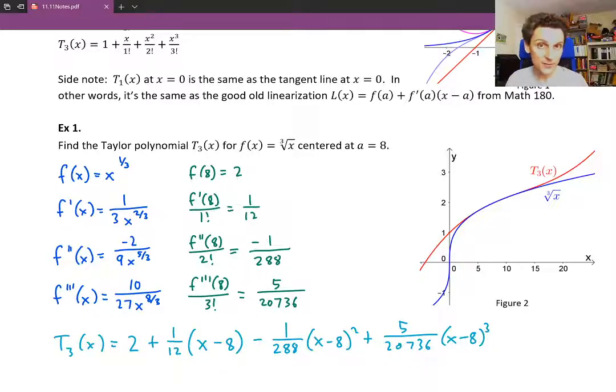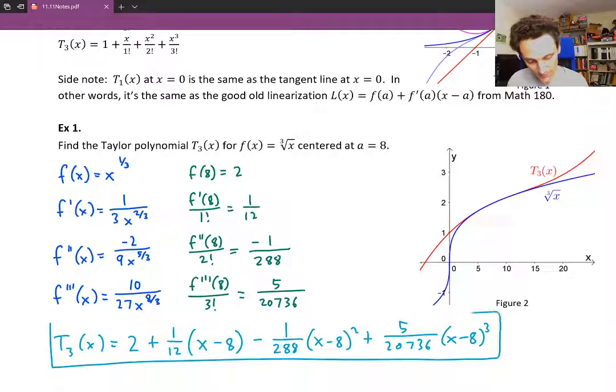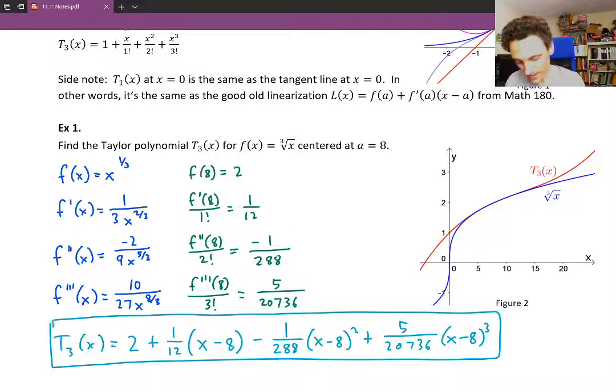And here's where it's different from a Taylor series expansion. I'm not going to put plus dot dot dot because this is the third degree Taylor polynomial, which ends at x to the third. This is really x minus 8 to the third, but this is where the x to the third term is going to come from. So that's it. There's the third degree Taylor polynomial. That would be a cubic that would approximate the cube root of x function, at least centered at x equals 8, or a equals 8.